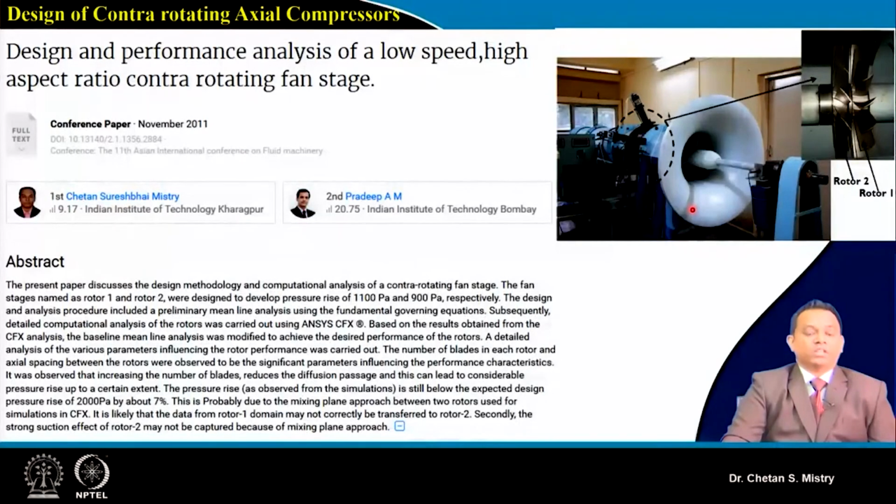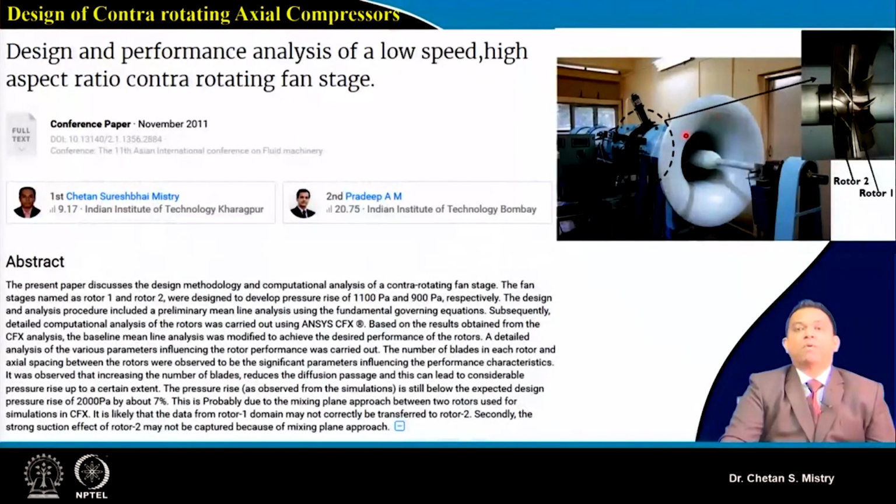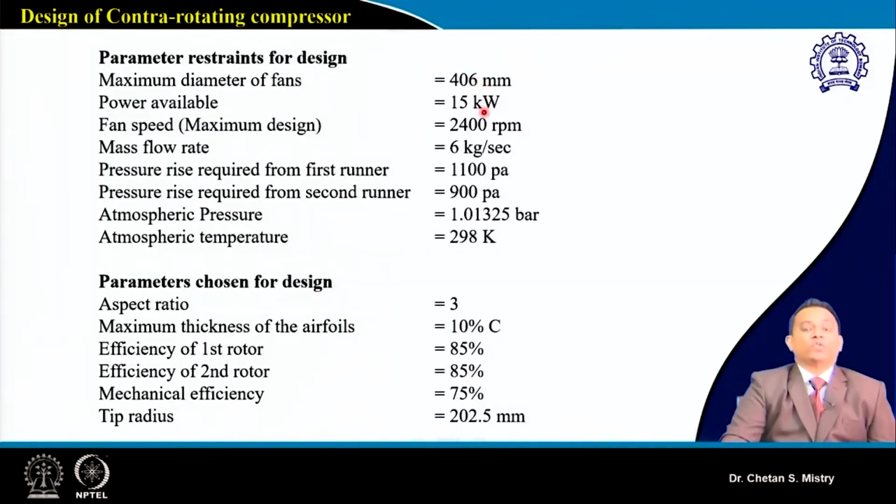Now this work is available online. If you are interested, you can go through that part, and it will give you the confidence and an idea of how we build our contra rotating fan configuration. So what parameters did we select? We have some restraints for our design. The maximum diameter of the fan is 406 mm, because at the entry we have our bell mount. This bell mount was available with the laboratory, and it has an inner diameter of 406 mm.